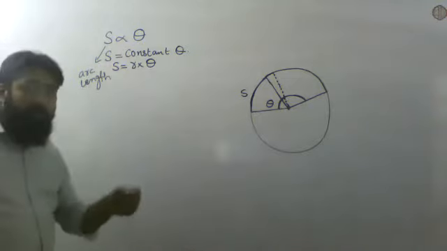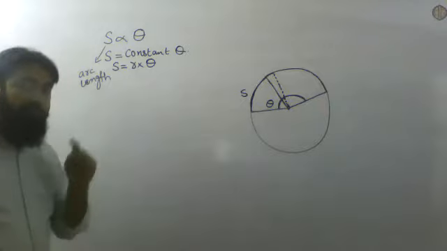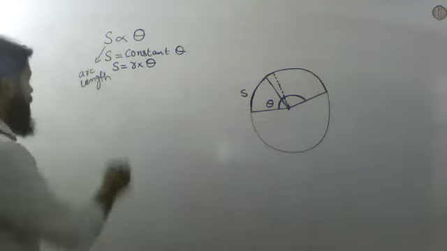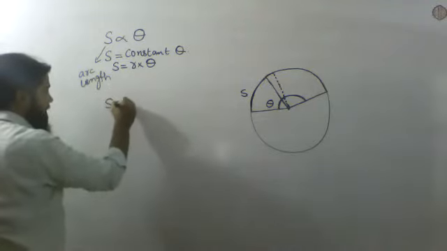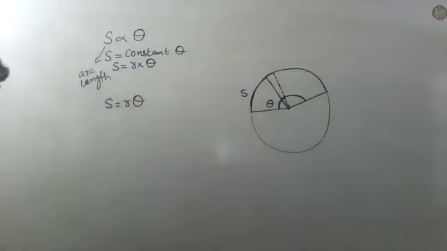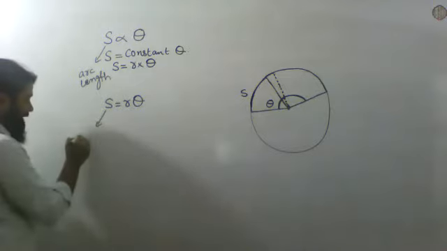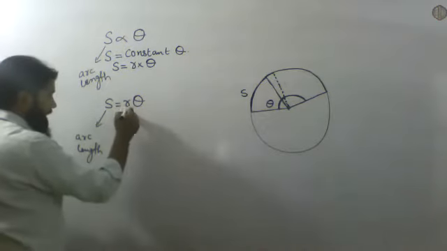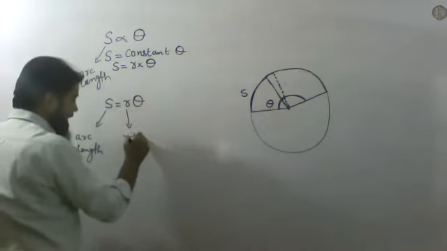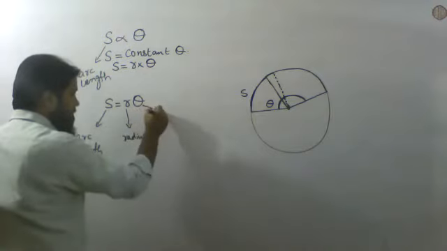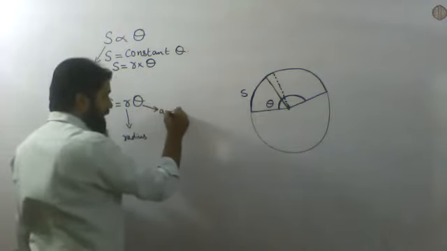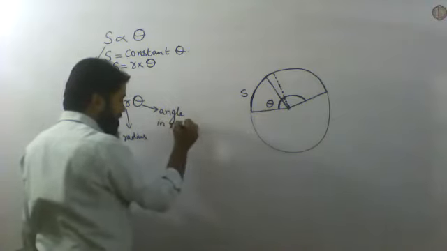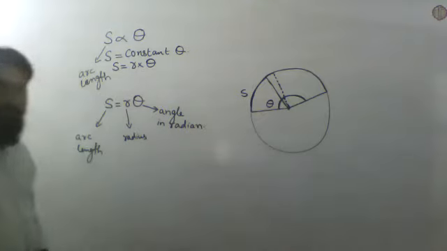Changing S will affect theta. Changing theta will affect S. But what will remain the same? The radius will remain the same. So now I have got a relation S equals R theta, in which S is arc length, R is the radius of the circle, and theta is the angle in radian.